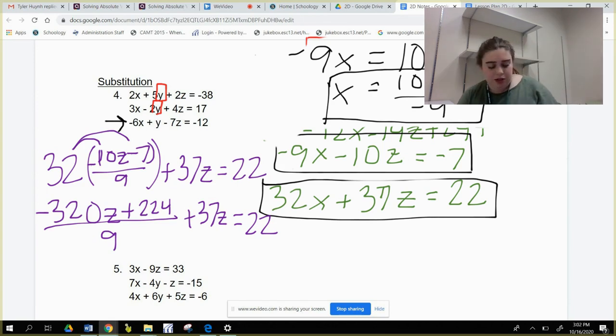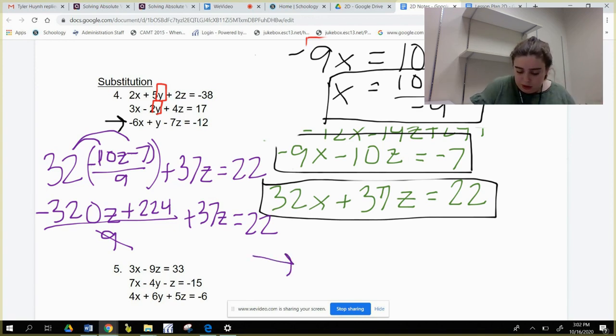Okay, so then what we need to do is move that 9 to the other side. So how we do that is, instead of dividing, we're going to want to multiply both sides by 9. Okay, so if we multiply both sides by 9, this 9 is going to cancel out, but we also need to multiply that 37z by 9. Okay, so 37 times 9, it's going to be 333.